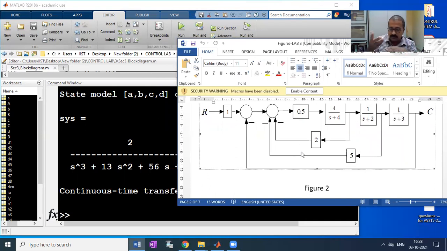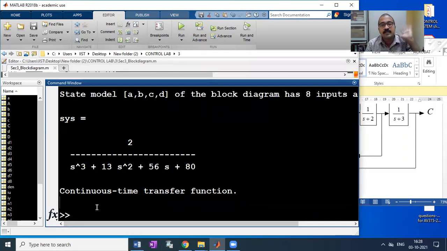Either you can go for series reduction, or you can make use of this strategy with the help of the commands blkbuild and connect. If you have any doubt, as I said before, you type here help space blkbuild or help space connect. Everything will be crystal clear.